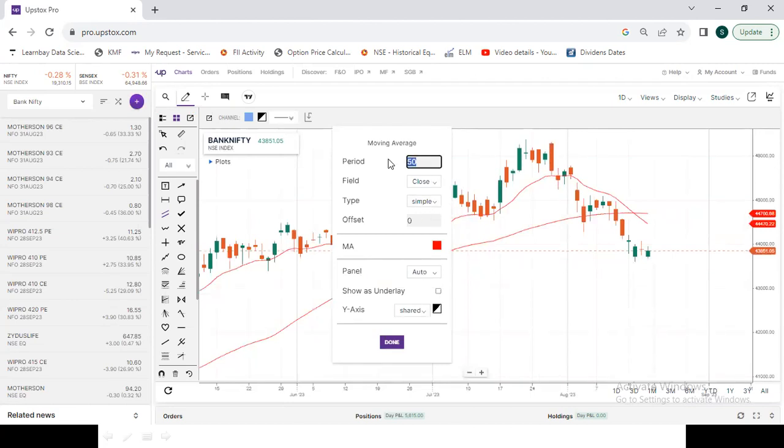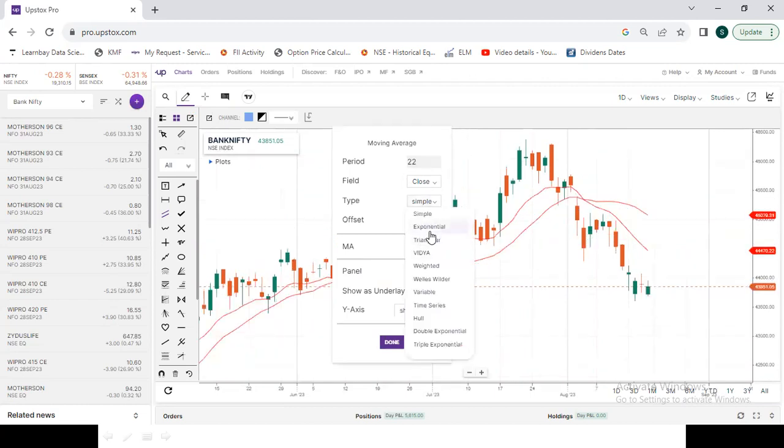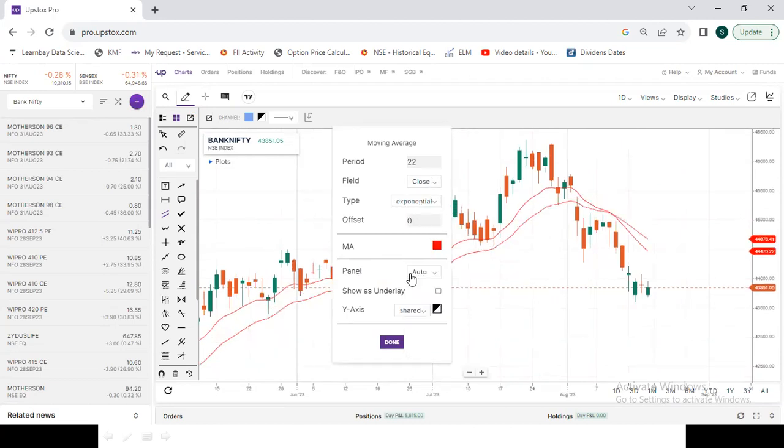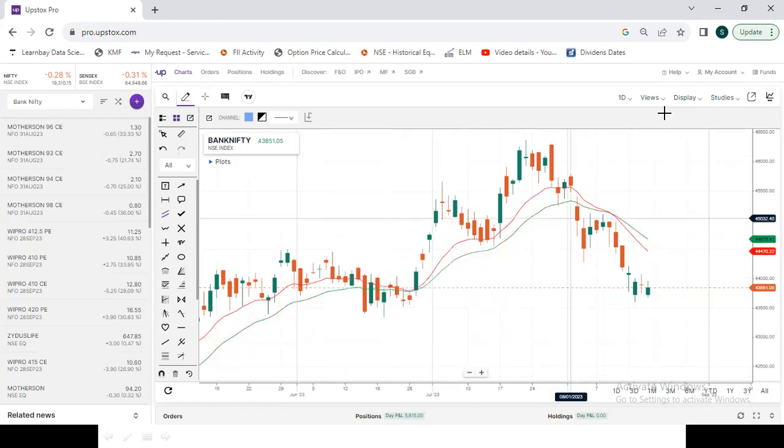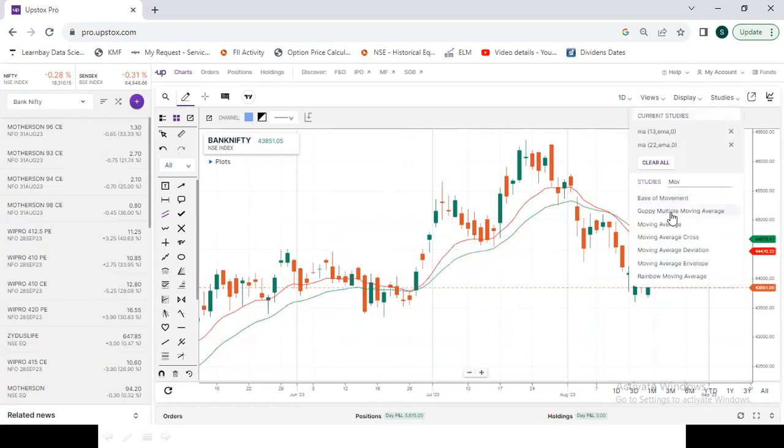And then 22. Or you can put it, see, 22, 23, 21 range is fine. I'm just setting it up generically. So I'll take it as green or a dark green. And third one, again moving average.